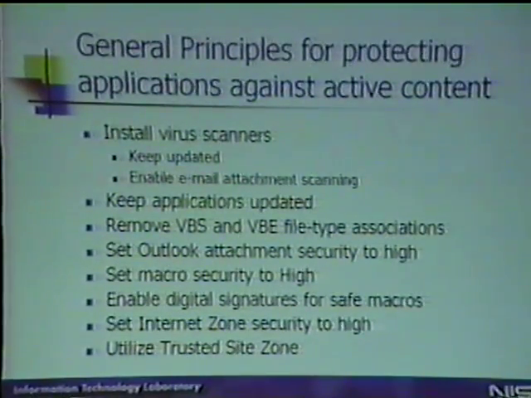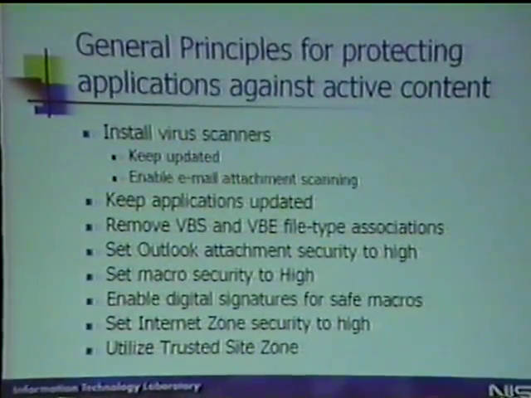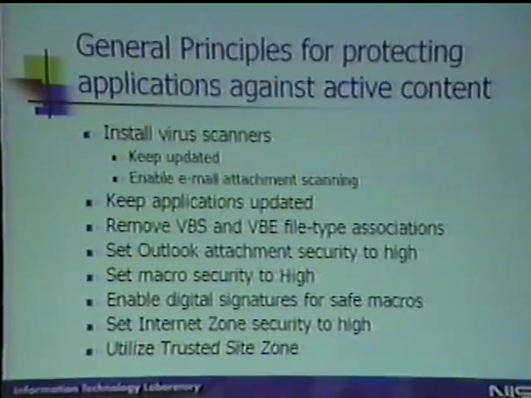We want to keep our applications fully up to date. A lot of different vulnerabilities come out for each application, so we want to make sure that they stay updated. Removing VBS and VBE file type associations from the Windows 2000 system at least gives you some protection when a VBS file runs that it doesn't know what to do with it. So if you don't require those on a regular basis, remove them from file type association.